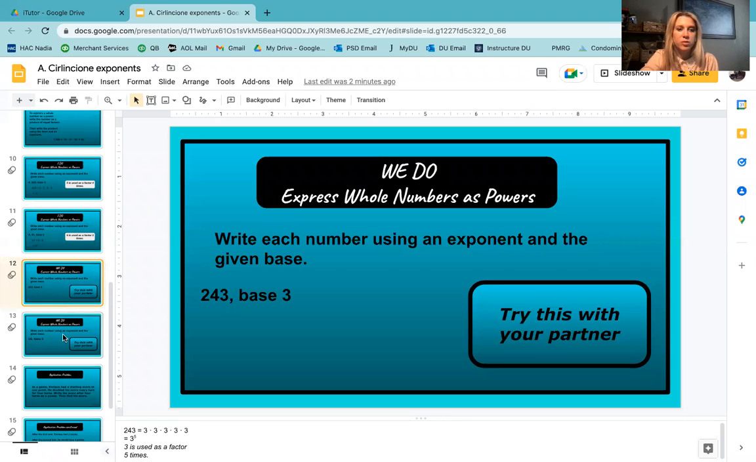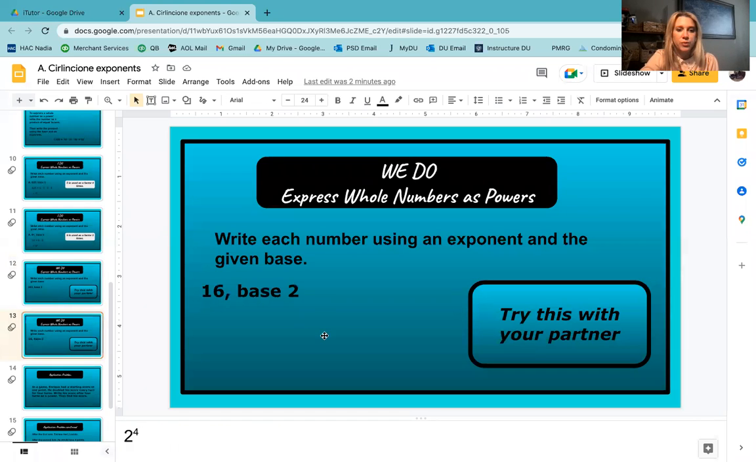Let's keep going. Let's try another problem. All right, I've got 16 base 2. All right, let's see here. Go ahead and try this with your partner. Oh, you kids did this so quickly. Wow. Good. So you have 2 times 2. Am I done? Nope. Am I done? No. And what does that equal? 2 to the power of 4. Awesome. Good job.